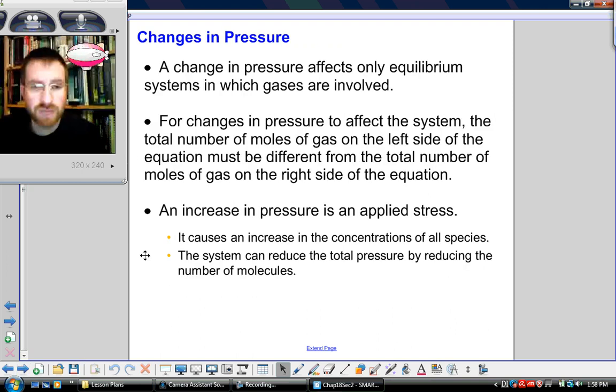Changes in pressure. A change in pressure affects only equilibrium systems in which gases are involved. For changes in pressure to affect the system, the total number of moles of gas on the left side of the equation must be different from the total number of moles of gases on the right side of the equation. An increase in pressure is an applied stress. It causes an increase in the concentrations of all species. The system can reduce the total pressure only by reducing the number of molecules.